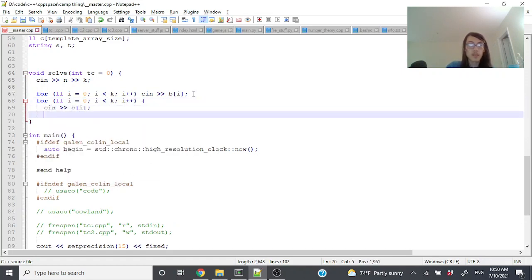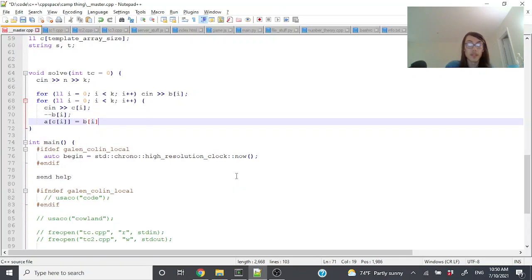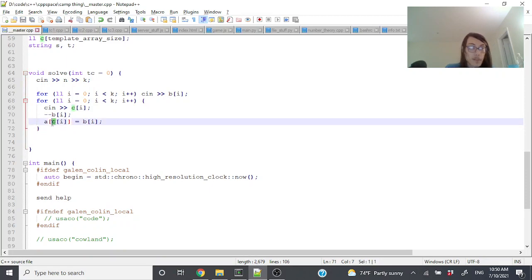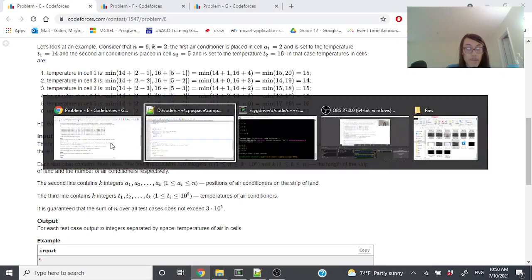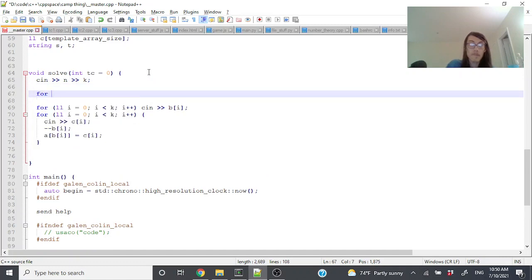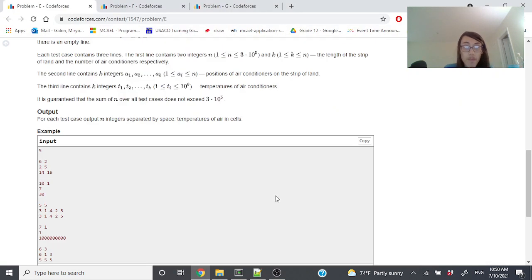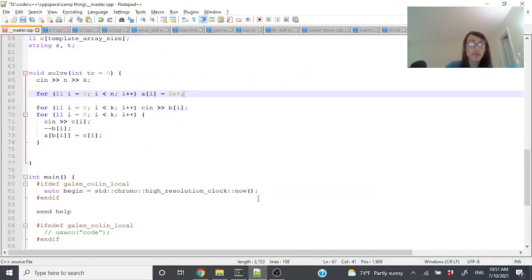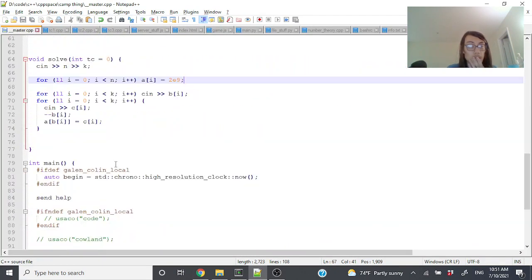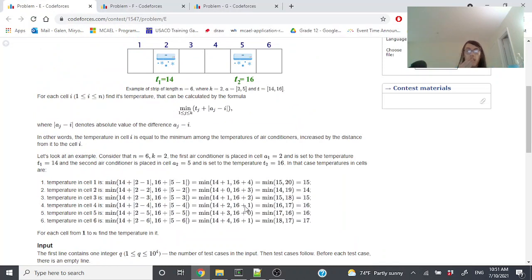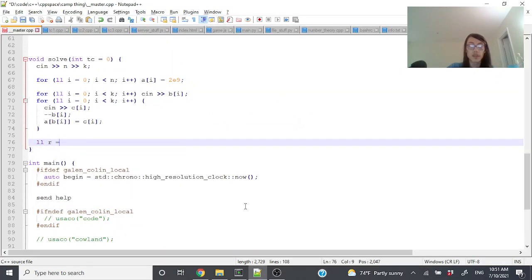C into CI, minus BI, ACI is equal to BI. Nope, wrong way around. ABI is equal to CI. AI is equal to 289. I have long ones, right? Yep, okay. First we sweep left, so R is equal to 289.